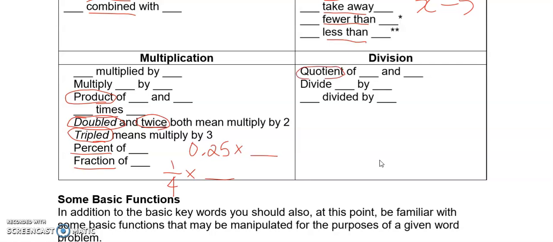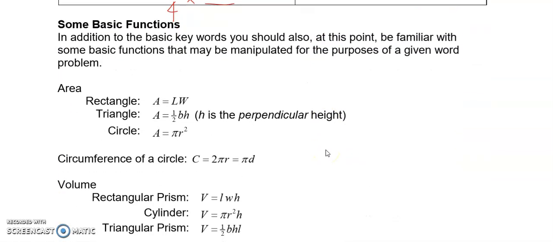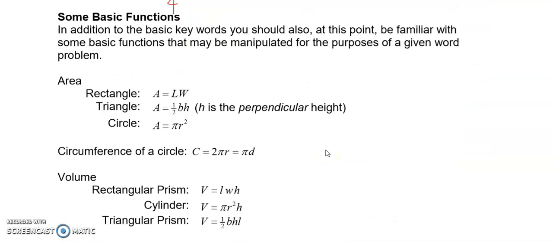Division: quotient is a big word. That means you would divide the first number by the second number. So the quotient of 5 and x is 5 over x, not x over 5. The first number comes first. Divide and divided by are pretty obvious expressions that mean division. But like I say, you've done this anyway back in Math 1700.